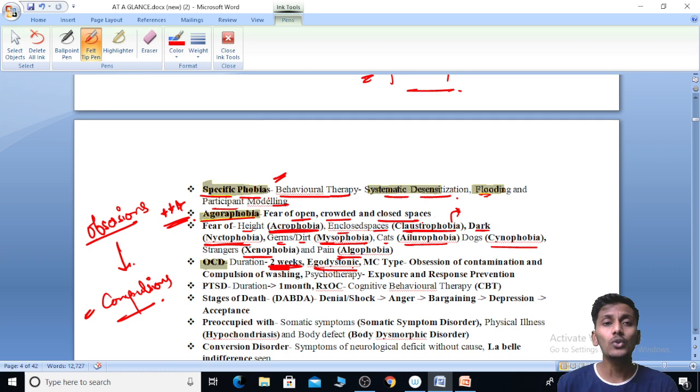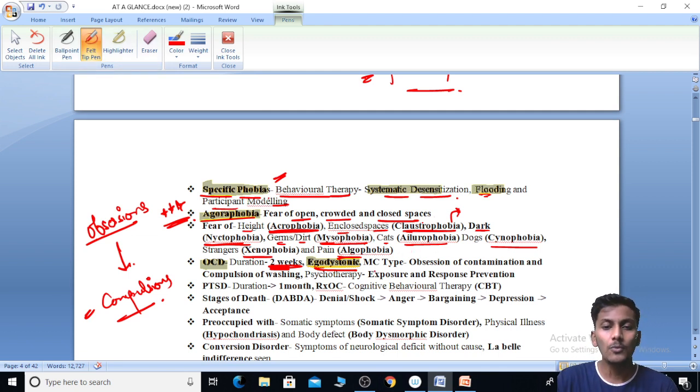That the patient knows that these are senseless, these do not agree to myself. So the patient is not agreeable to these thoughts, but then also he cannot avoid these thoughts, and therefore it is known as ego dystonic. If they occur according to the patient's will, then it would be known as ego syntonic. If the disease is agreeable to self, it is known as ego syntonic. If it is not agreeable to self, it is known as ego dystonic. And OCD is ego dystonic, yaad rakh lena.